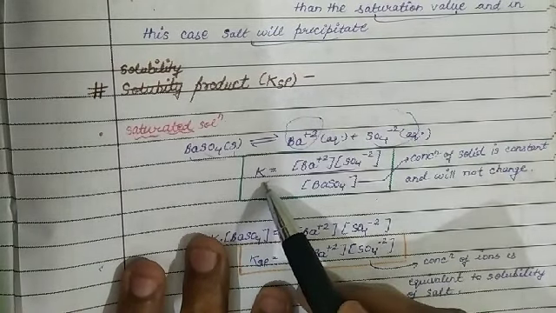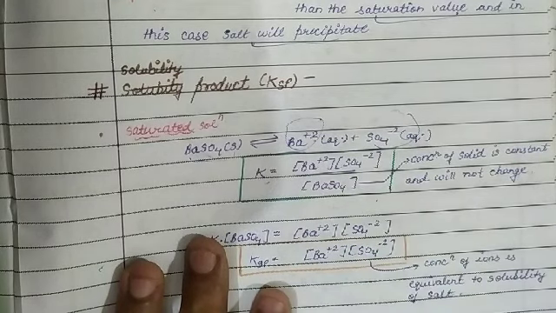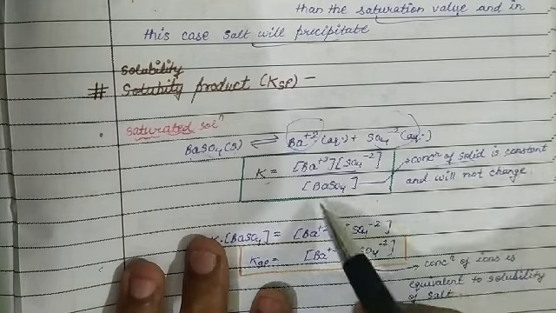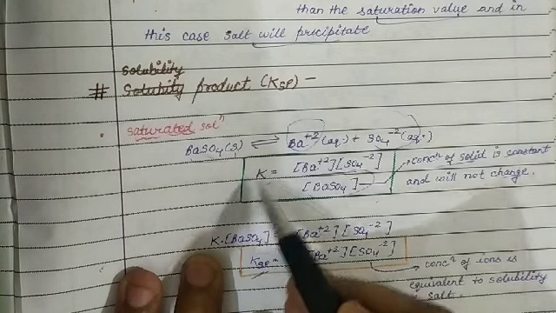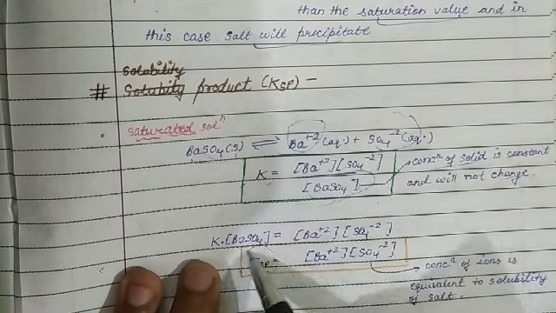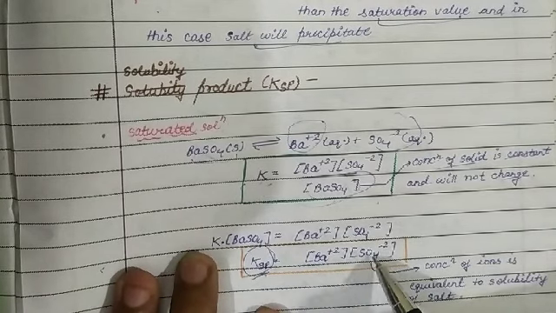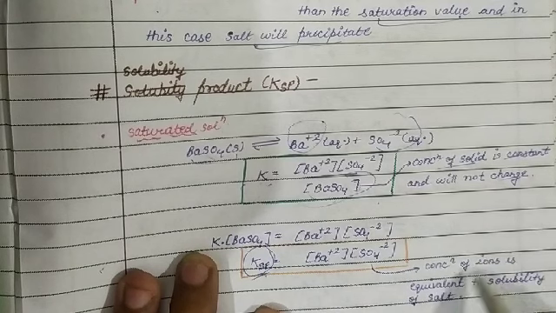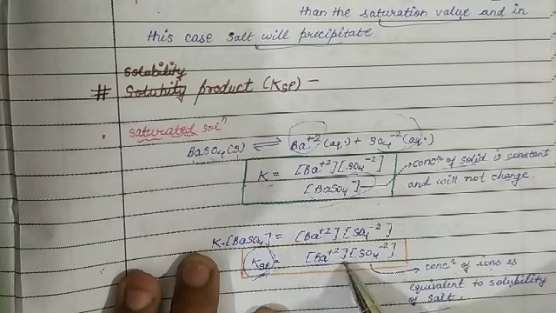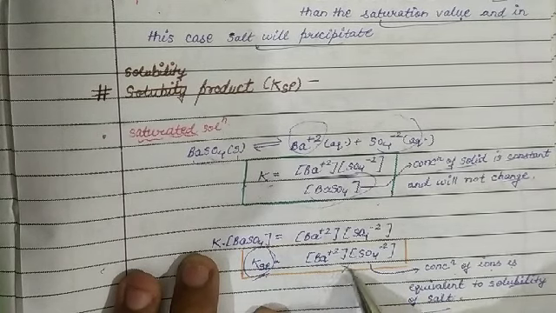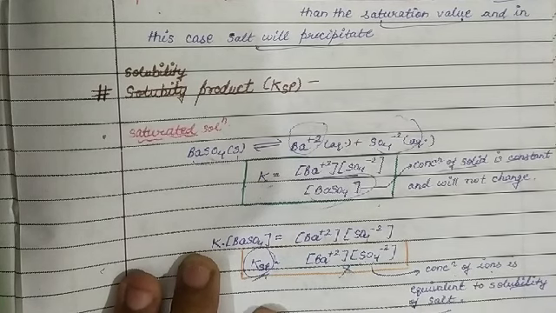Now we can write the value of K. K, the equilibrium constant, is Ba2+ times SO4 2- divided by BaSO4. We know that the concentration of a solid is equal to 1. Therefore, it will be equal to only K. So this K times the concentration of BaSO4 is called KSP, the solubility product. So solubility product is equal to the Ba2+ ion concentration times SO4 2-. The concentration of ions is equivalent to the solubility of the salt, and the product of these ions' concentrations gives the value of the solubility product.